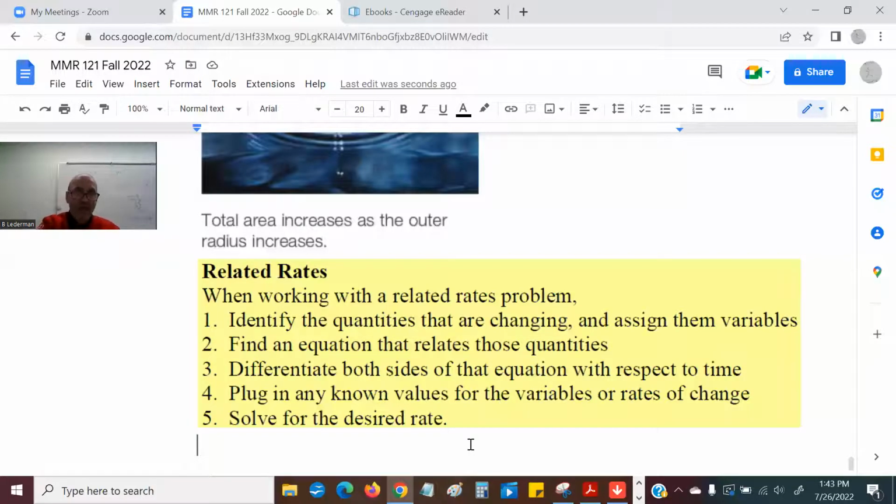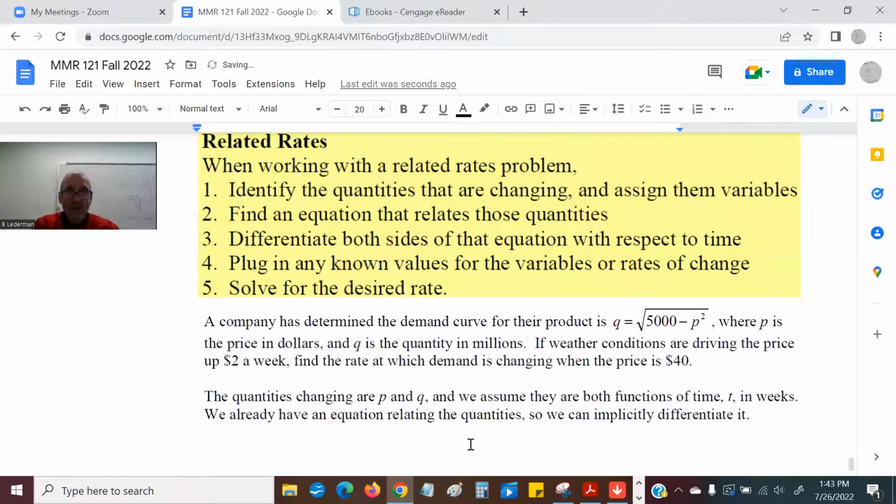All right, here's a nice one from the world of business. A company has determined the demand curve for their product is Q equals square root of 5,000 minus P squared, where P is the price in dollars and Q is the quantity in millions. If weather conditions are driving the price up $2 a week, find the rate at which the demand is changing when the price is $40.